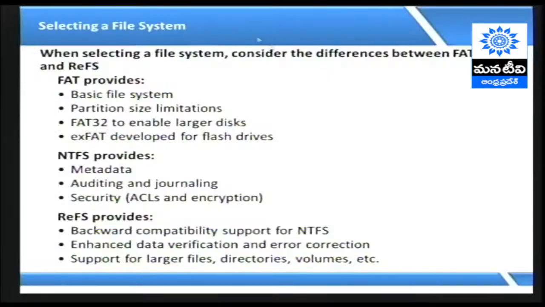This is the FAT file system. The second file system which can be created on computer drives, especially in Windows, is NTFS, New Technology File System, which supports metadata. What is this metadata? Metadata is data that provides information about other data. For example, in my computer drive, if I created any file, the file properties are generally called metadata.